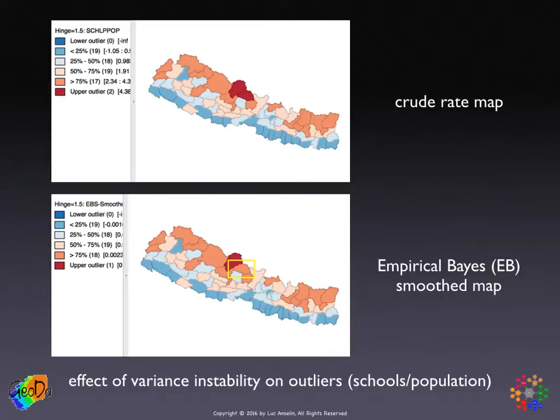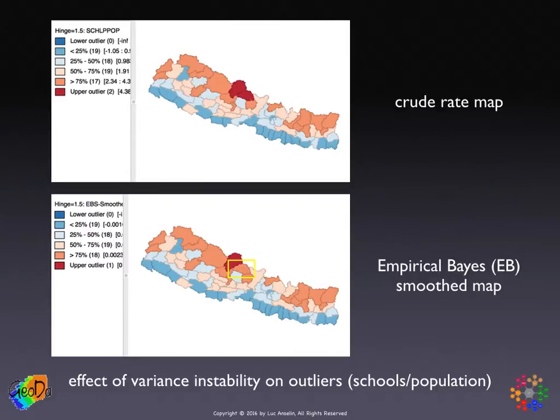And just to give you an idea of how this matters and where this matters, on the top is a crude rate map of basically the number of schools per capita. So that's a probability of having a school, and we're interested in finding out if there are clusters of this. So we use our Nepal district example again, and on the top is your familiar box map, which has the two outliers located in the middle to the north of the country.